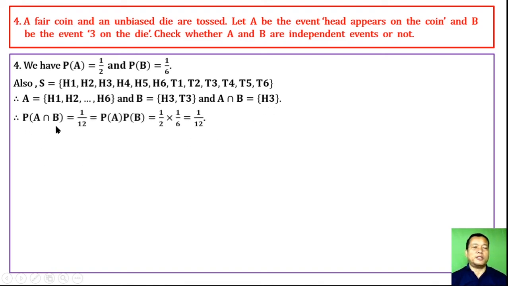Therefore, P of A intersection B is 1 out of 12, and which is equal to P of A into P of B, that is 1 by 2 into 1 by 6, that is 1 by 12. P of A intersection B, whose value is equal to P of A into P of B. Hence, the two events are independent events. Hence, A and B are independent events.